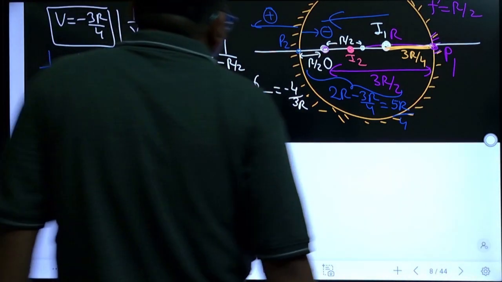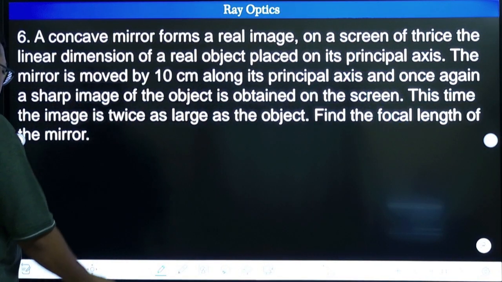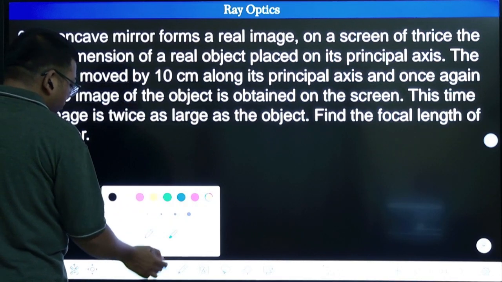Then what? Shall we take one or two more questions? Okay, let us try this question. Last question we will take question 6.